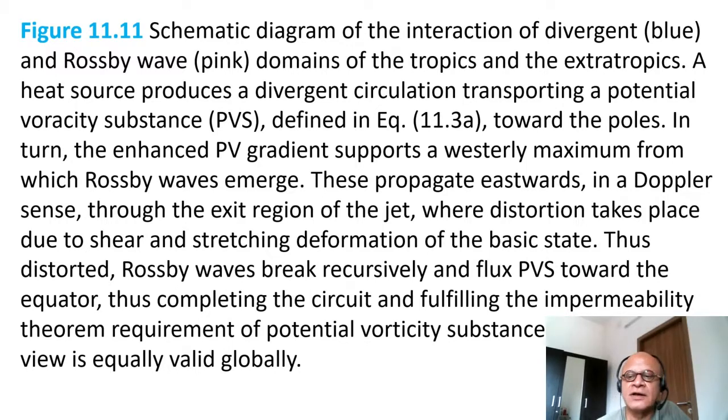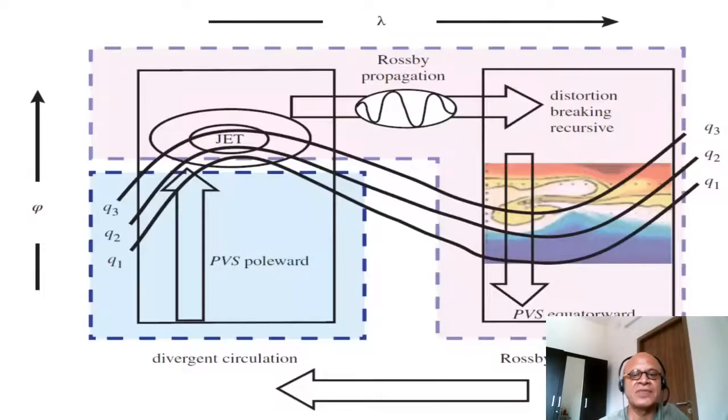Thus, distorted Rossby waves break recursively. This is important. It keeps happening. There is seasonality, but it's happening throughout the year, which gives us the time scales of S2S as we are focused on here. And flux the PV substance toward the equator, thus completing the circuit and fulfilling the impermeability theorem requirement, which we will not go into here.